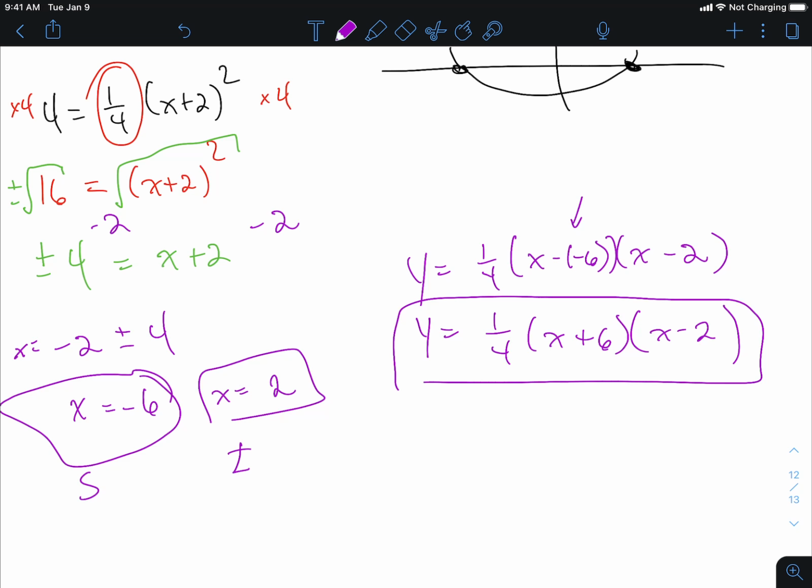Okay. Any questions? You could continue that and write it in standard form by expanding one of those two. Okay, and then you're done. That's that question done.